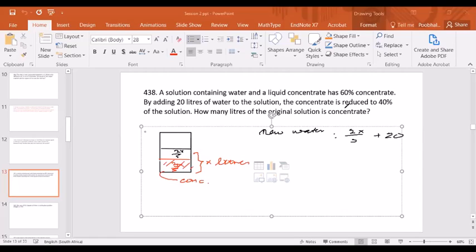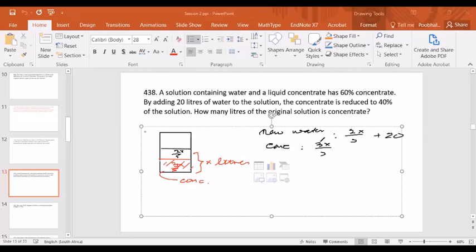And the concentrate is still 3x over 5. Nothing has been added to the concentrate. So after 20 liters of water are added, this is what you've got. And the question is, how many liters of the original? Oh, okay. The concentrate is now reduced to 40%.